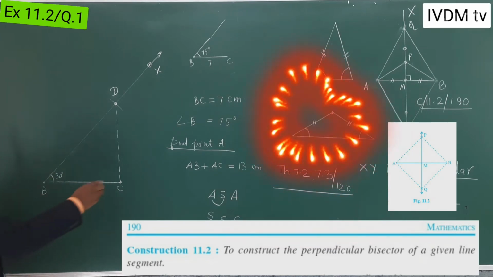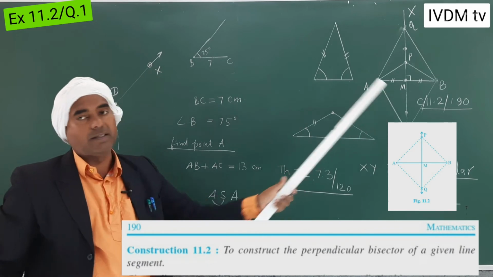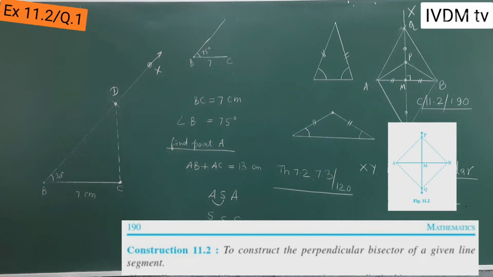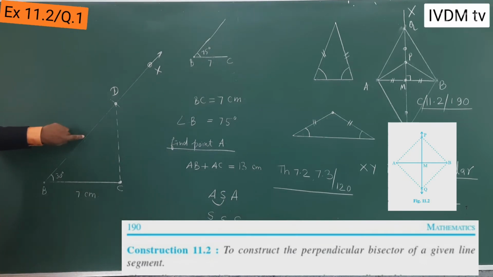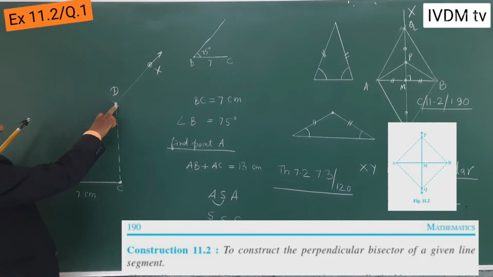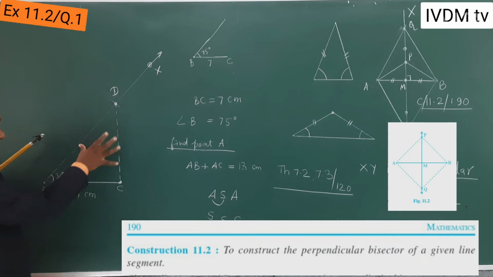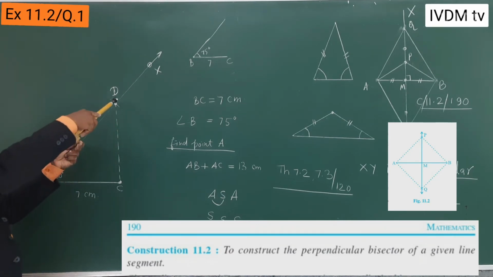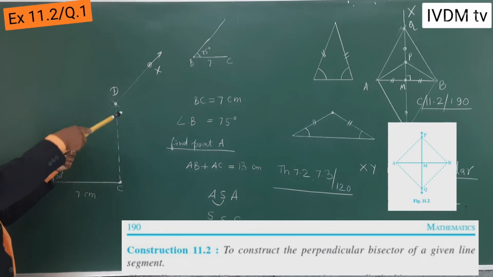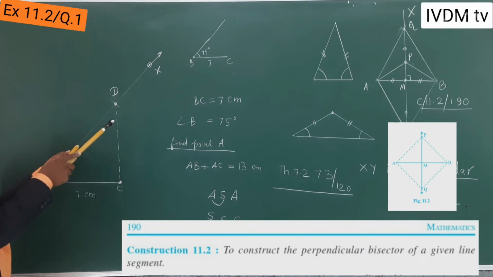So what you will do now, you will apply this perpendicular bisector concept. Perpendicular bisector means you have to find a point now. You will find a point such that this length and this length will be equal. Where to find? This and this will be equal. So how to find this point A?